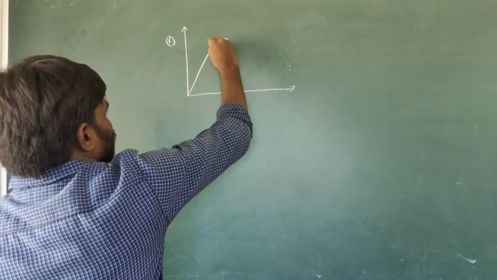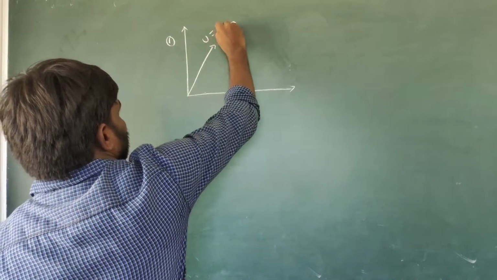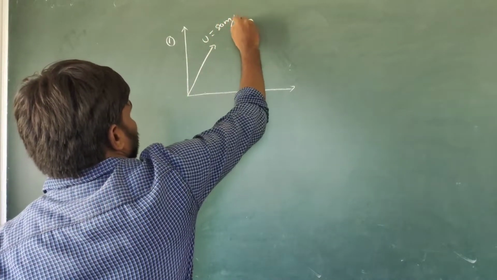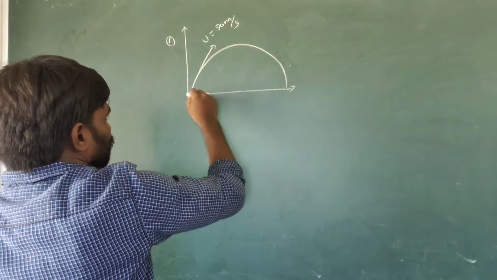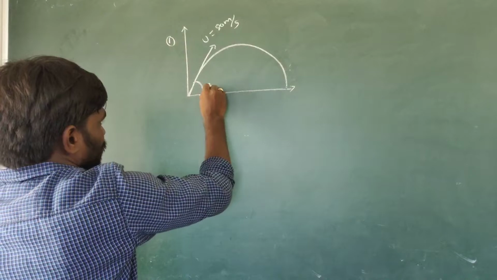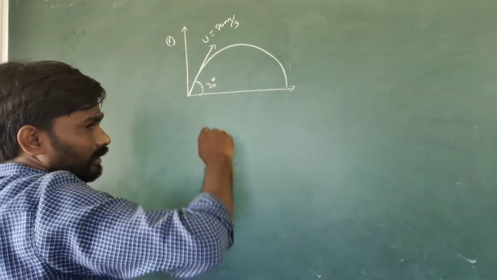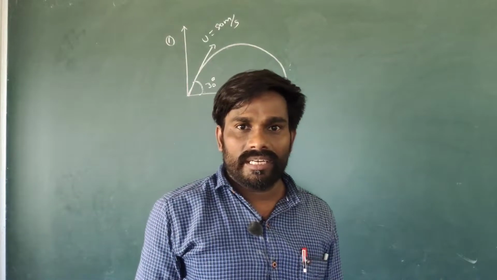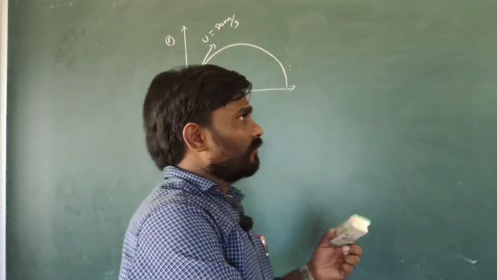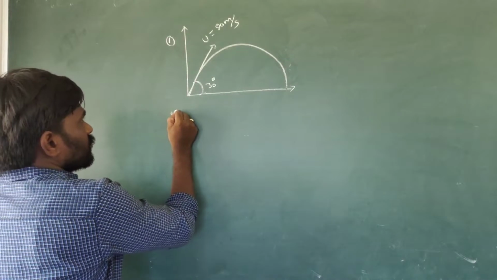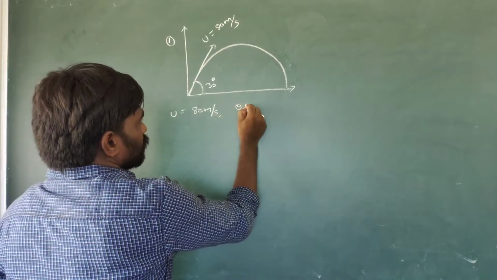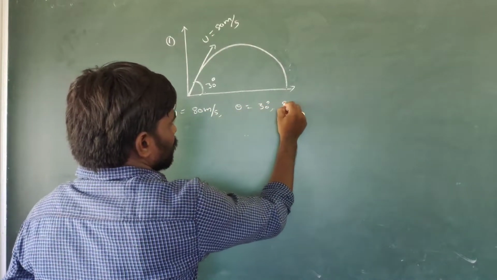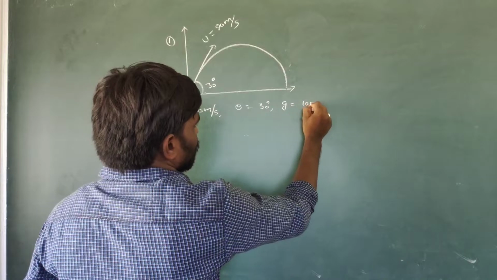When a body is projected with some initial velocity u equal to 80 meters per second, the body moves in a parabolic path. The angle of projection is 30 degrees. Then find the maximum height, range and time of flight. First, the given data: u is equal to 80 meters per second and theta is equal to 30 degrees. Here acceleration due to gravity g is equal to 10 meters per second squared.